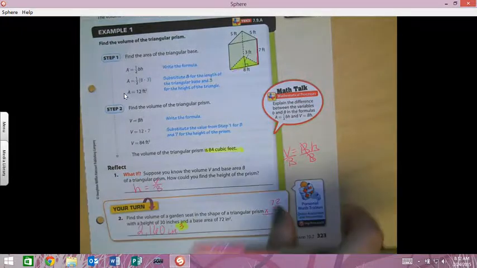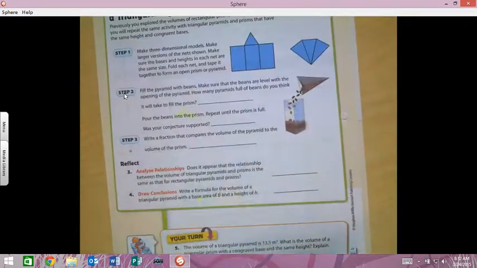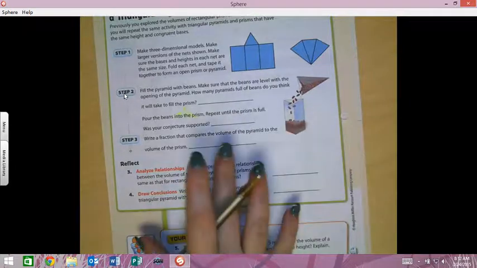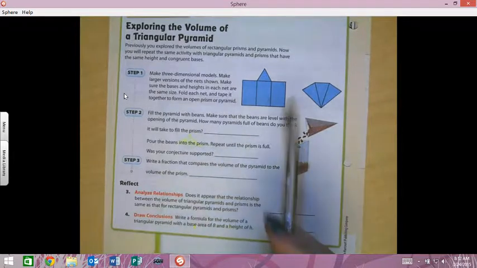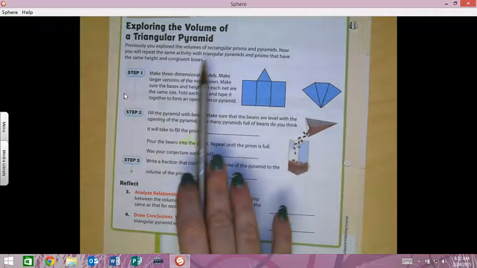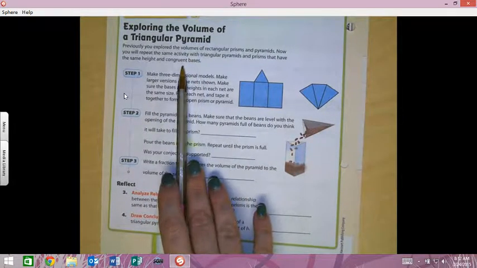Okay? Back to our explore activity. We are actually not going to do this, for the same reason we didn't do the 10.1. We just don't have the time within this unit to be able to do this. So I'm going to walk you through it, and just hypothetically this is what you would do if we were to do this lesson. It says, previously you explored the volumes of rectangular prisms and pyramids. Now you will repeat the same activity with triangular pyramids and prisms that have the same height and congruent bases.